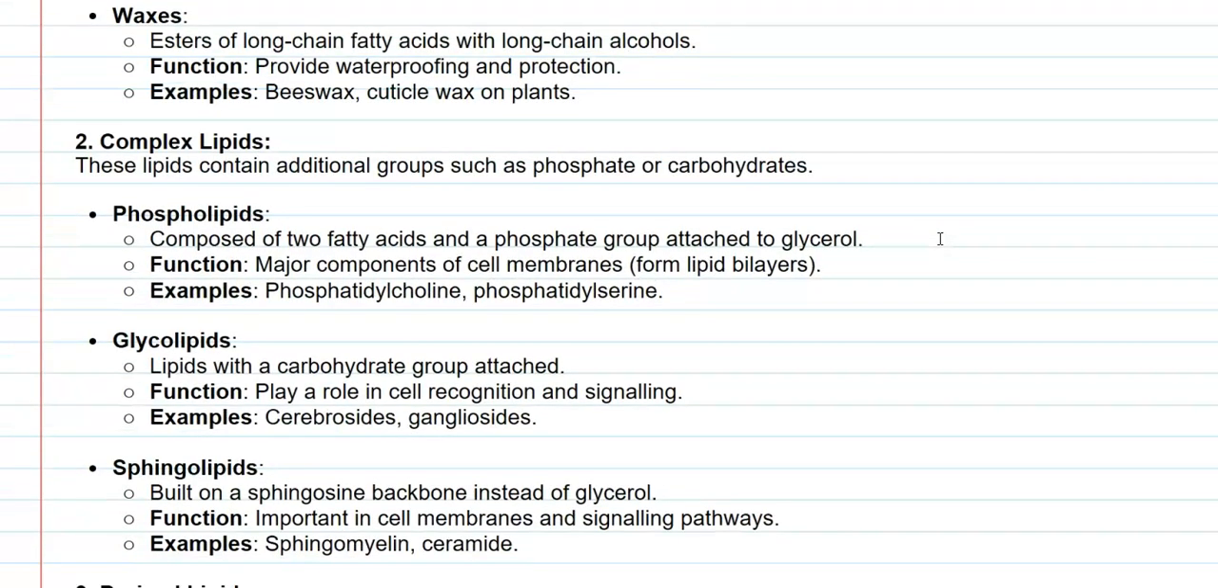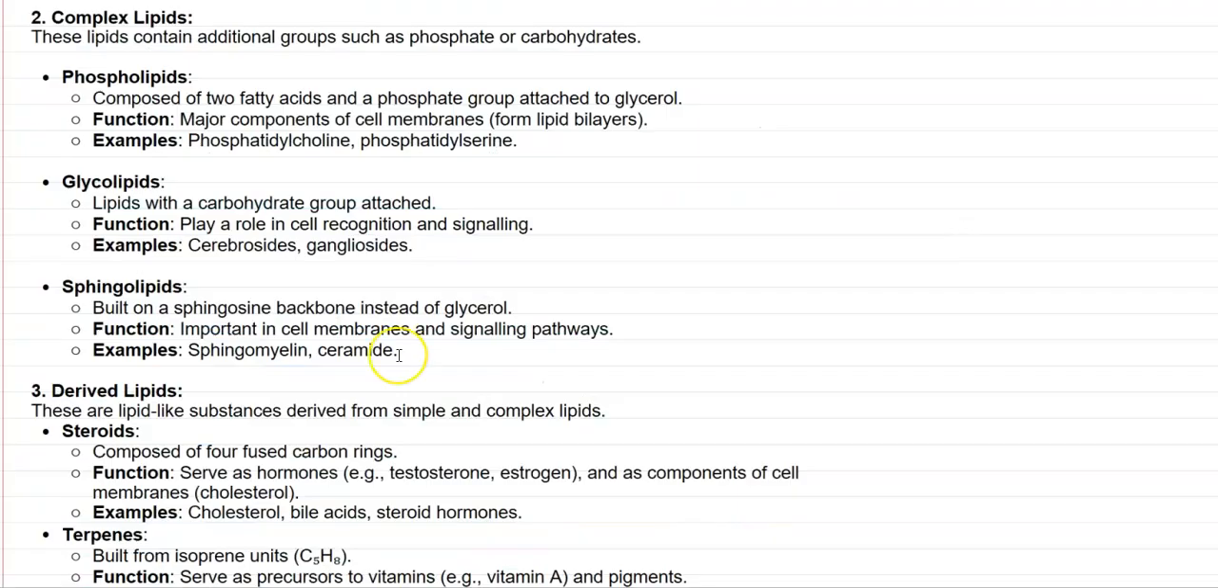The third one is the complex lipids. Here it consists of 3 subcategories, that is phospholipids, glycolipids and sphingolipids. These are groups of lipids found to have certain additional groups such as phosphates and carbohydrates. Among the complex lipids, the first one is the phospholipids, which are composed of 2 fatty acids and a phosphate group attached to the glycerol molecule.